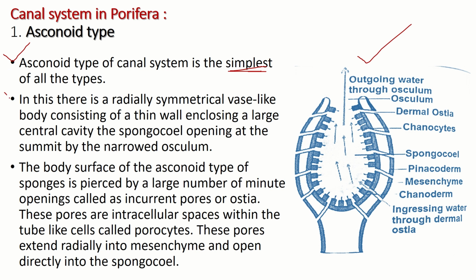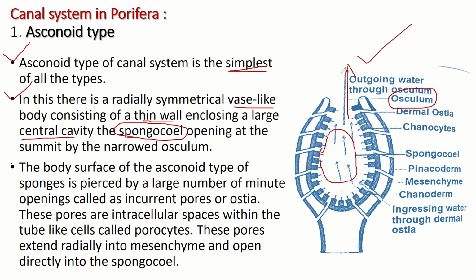In this, there is a radially symmetrical vase-like body consisting of a thin wall enclosing a large central cavity, the spongocoel. There is a large central cavity which is called the spongocoel, opening at the summit by the narrow osculum. Here is an aperture called the osculum. So this large cavity of the spongocoel is open to the outside by a pore called the osculum.